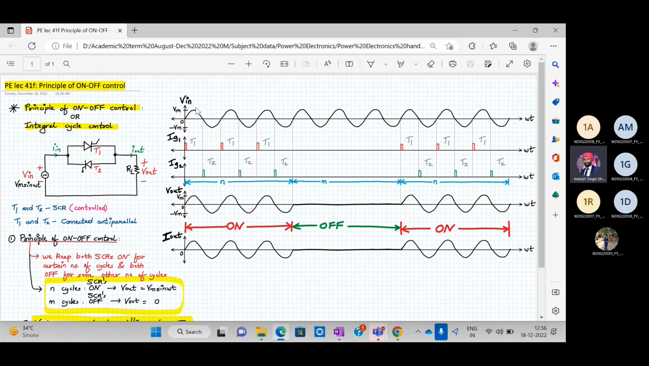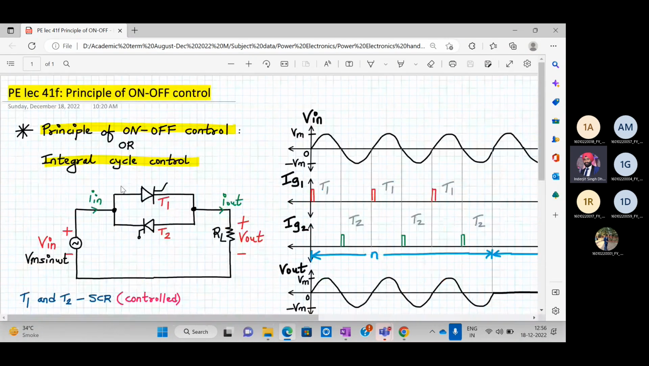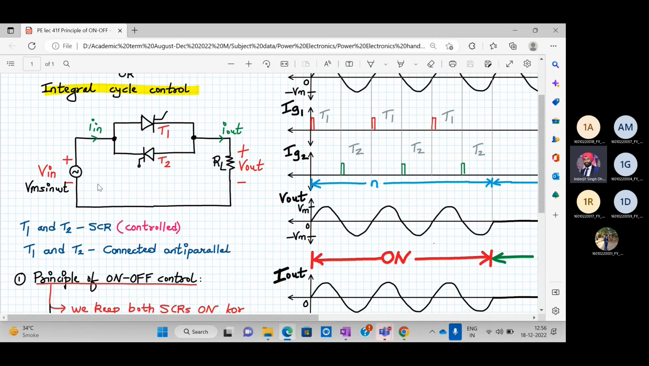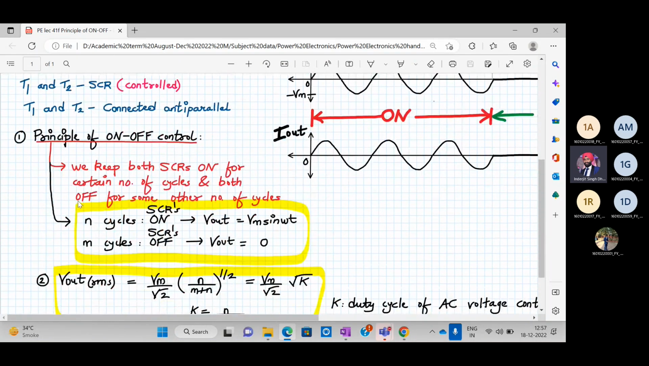Now this one. There is something called the principle of on-off control. Very, very simple. Now that you have understood the working of this bidirectional AC voltage controller, what is this principle of on-off control? What we do is we keep both the SCRs on for a certain number of cycles and both the SCRs off for other cycles.